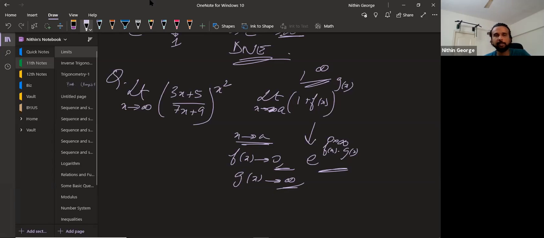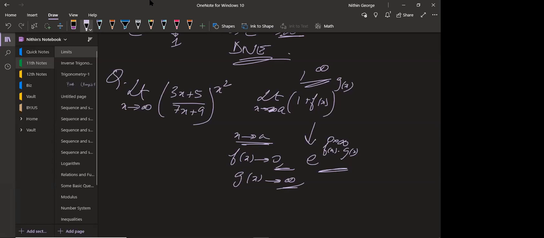Guys, please do the question first. Come on, what are you getting? Sir, x square e power x square log 1 plus minus 4x minus 4 by 7x plus 9. That's where I'm stuck, sir.